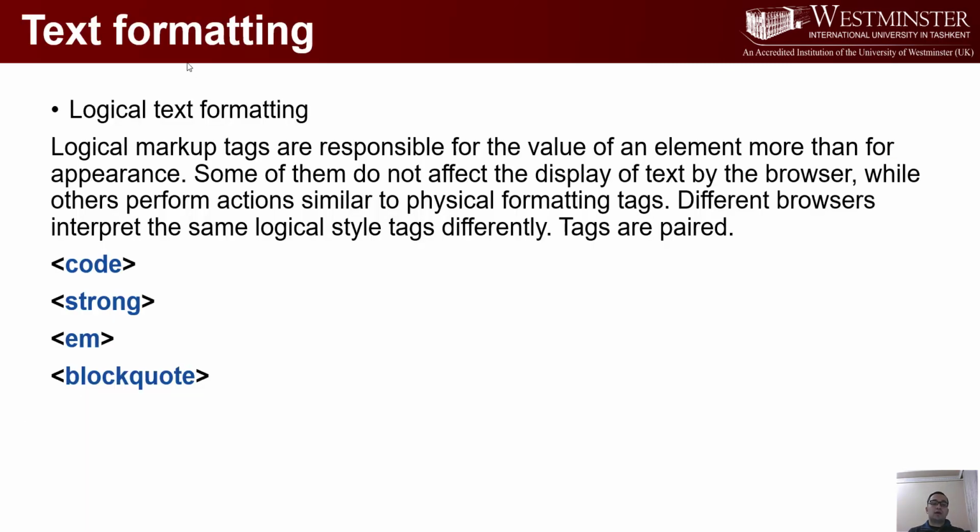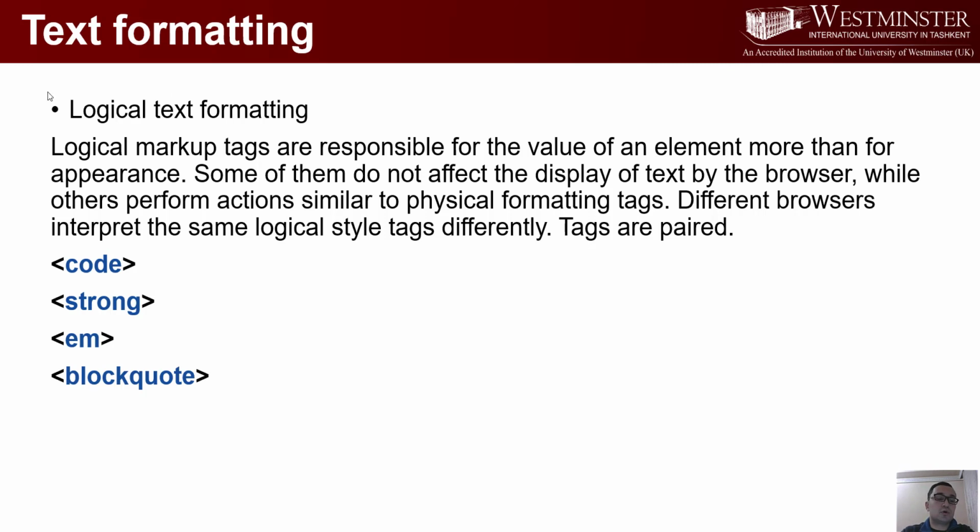In text formatting, we have two types of formatting. First of all, we have logical text formatting. Logical markup texts are responsible for the value of an element more than for appearance. Some of them do not affect the display of text by the browser, while others perform actions similar to physical formatting text. Different browsers interpret the same logical style text differently, and these tags are period tags.